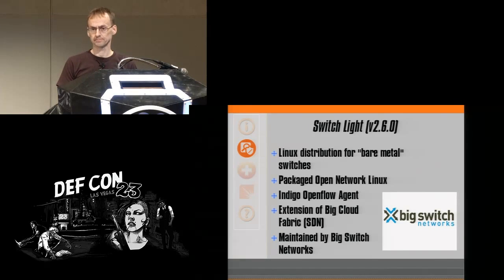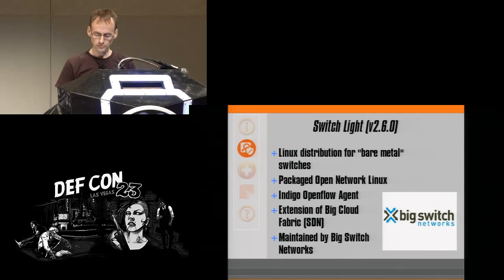And that's what Switch Lite did. I looked at version 2.6. It's a packaged Open Network Linux. They took that starter. They added SL REST, which operates a lot like OVSDB to define the switch. Added Indigo OpenFlow agent for loading of the flow tables, or to configure the network. This is not a standalone though. It really is part of a total solution called Big Cloud Fabric.